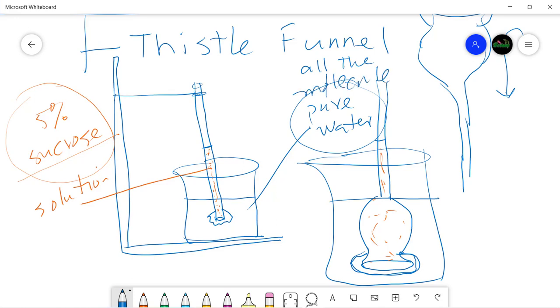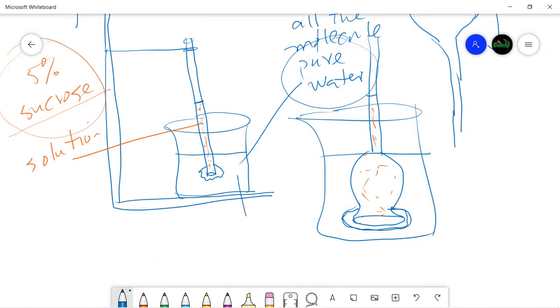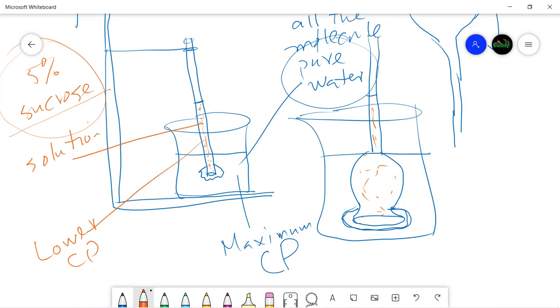So we have maximum free energy or maximum chemical potential here inside the beaker. So here we have maximum chemical potential. But in this solution, the amount of chemical potential has decreased. So we have lower chemical potential as compared to the beaker of water. So this is higher chemical potential as compared to this tube.